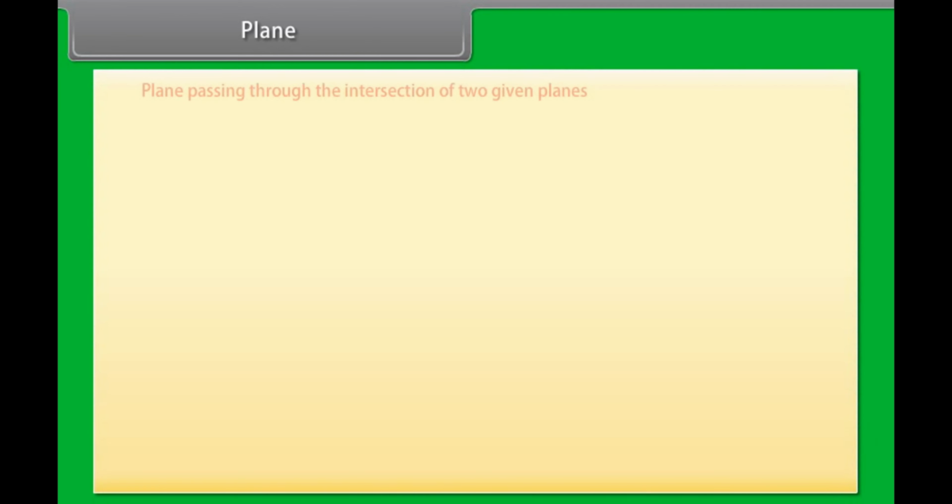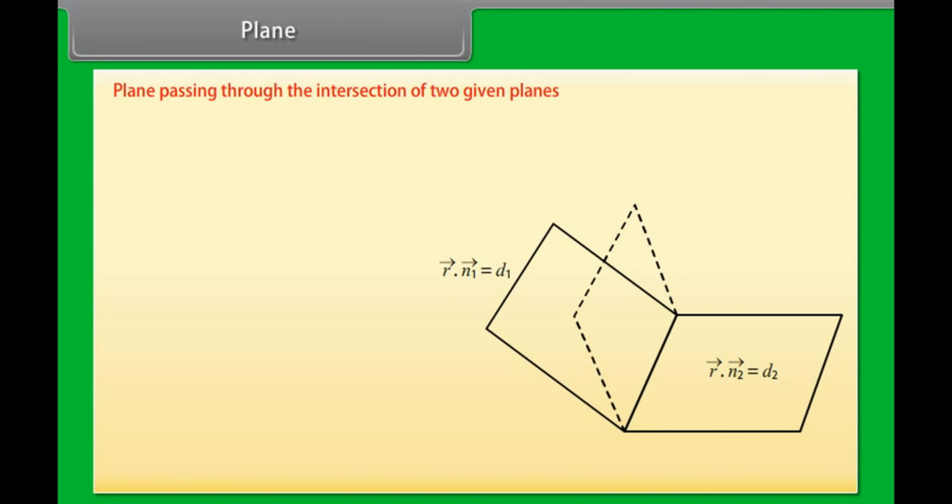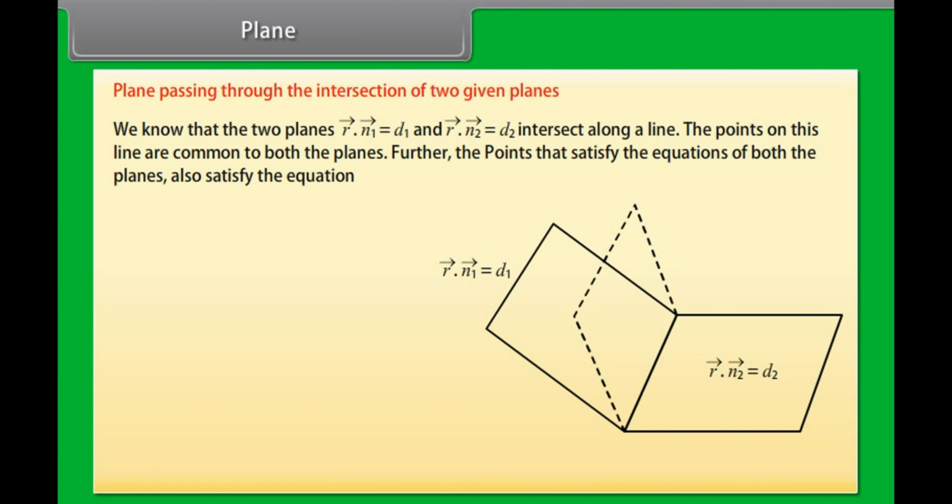Plane. Plane passing through the intersection of two given planes. We know that the two planes, dot product of vector r and vector n1 equals d1 and dot product of vector r and vector n2 equals d2, intersect along a line. The points on this line are common to both the planes. Further, the points that satisfy the equations of both the planes also satisfy the equation: dot product of vector r and vector n1 plus lambda n2 equals d1 plus lambda d2, where lambda belongs to R.